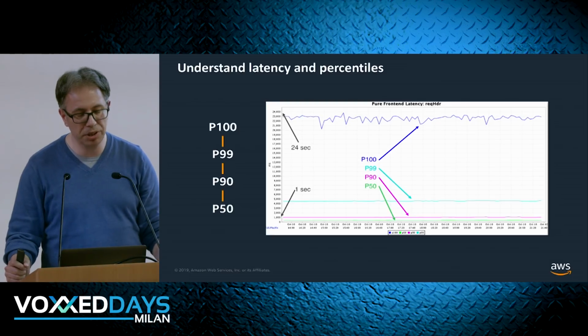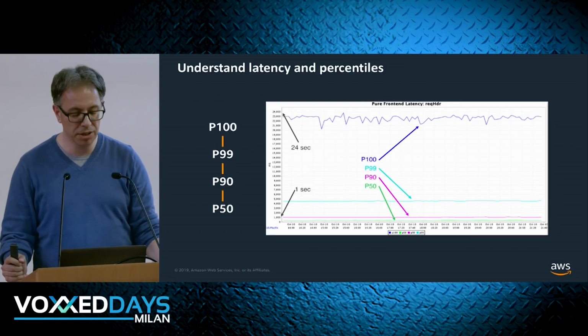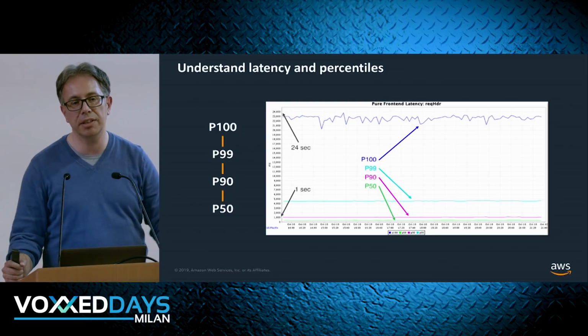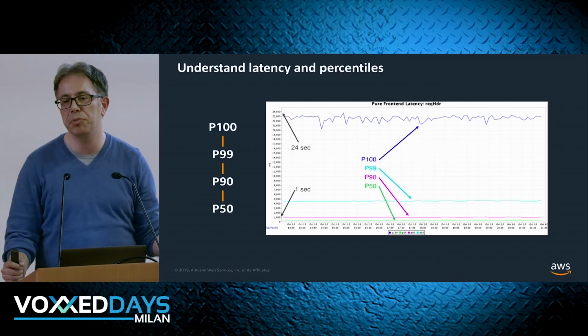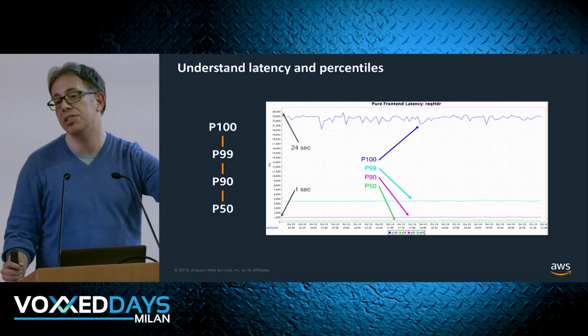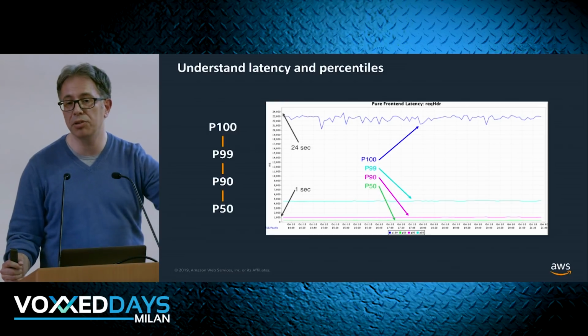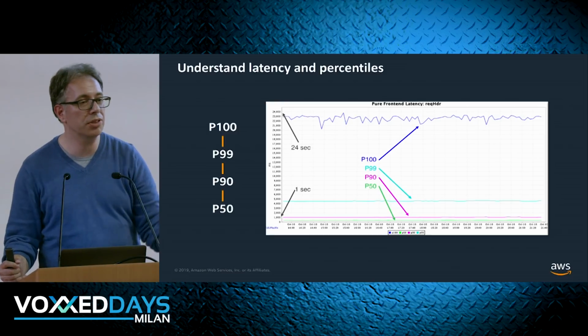And percentiles is a way to describe data in a more statistical way. So percentiles, or P number, means that, for example, the P50 is the value where 50% of the observations of the latency are below this value. P90 means that 90% of the observations are below this value, and P100 is, of course, the maximum value observed.